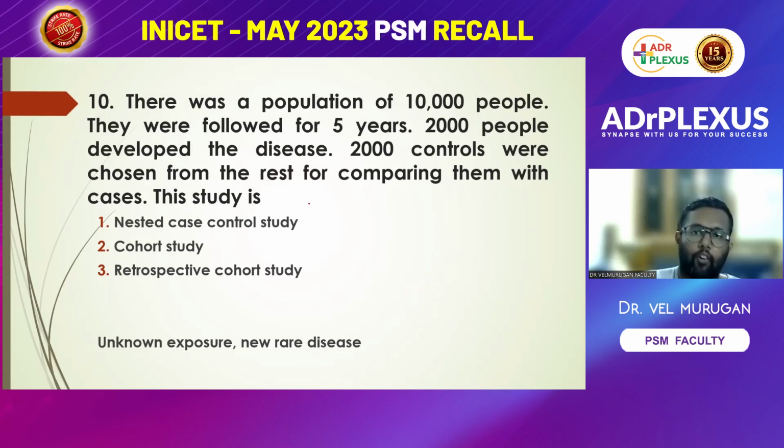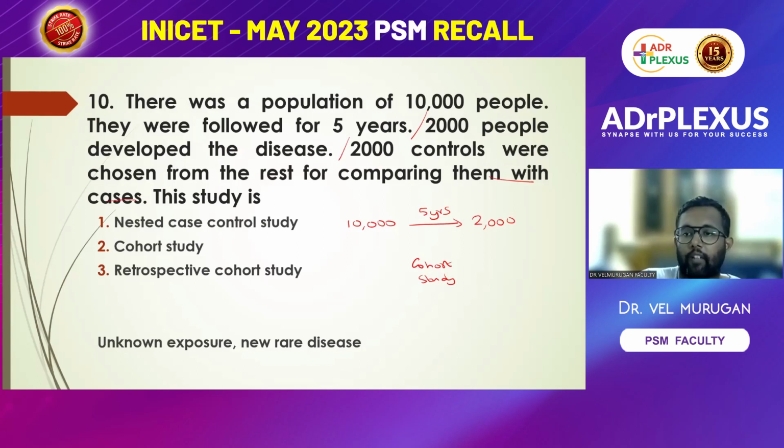They were followed for 5 years. So now we have 10,000 people, and they are following them for 5 years. What type of study is it? It is a cohort study. If the question is given till this point, it is a cohort study. But there is something extra. 2,000 people developed the disease, out of the 10,000. So till here, it is a cohort study. Then 2,000 controls are chosen from the rest for comparing them with the cases.